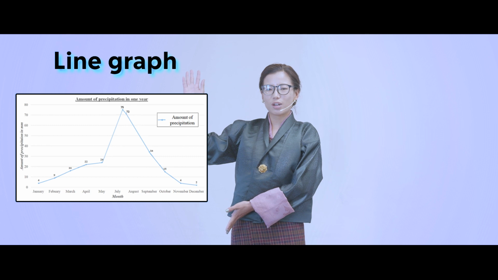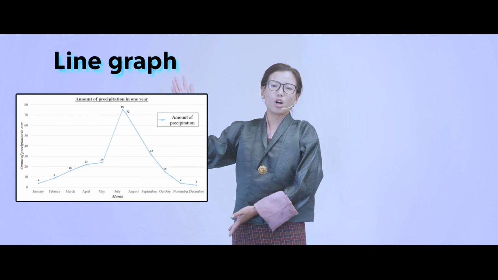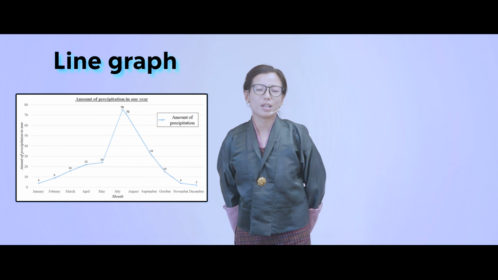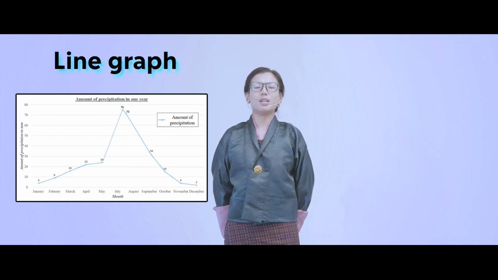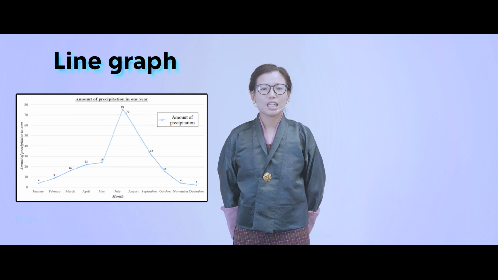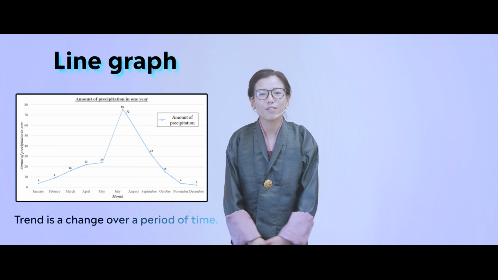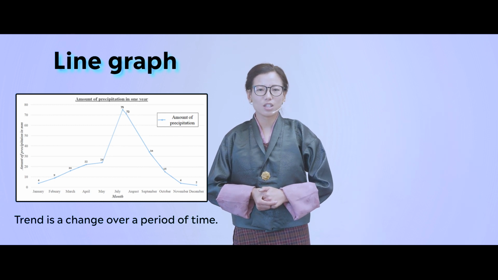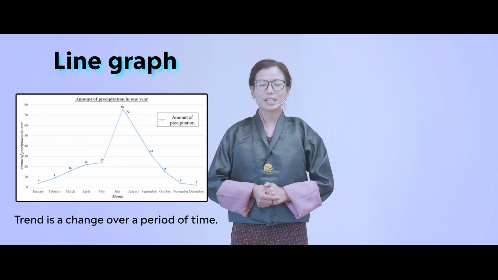Look at this graph. This is called a line graph, and every line graph will have a trend. Now, what is a trend? A trend is a change over a period of time.